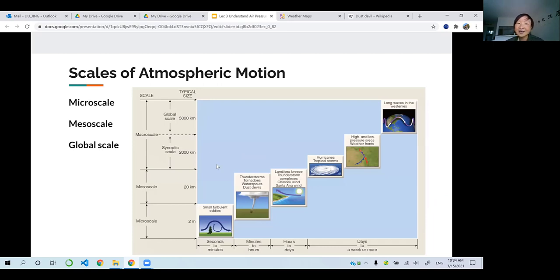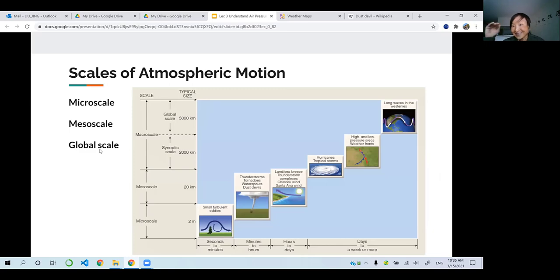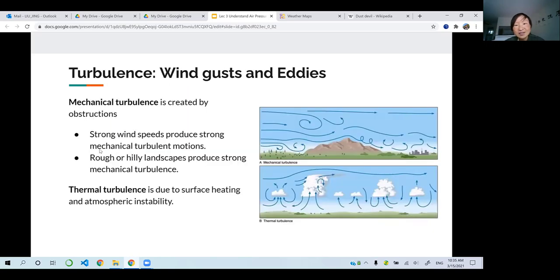All right. So the scale of atmospheric motion, how the wind blows: it blows at every scale, microscale, mesoscale, and global scale. So when we learn the wind pattern, we will have three scales. Let's start from the very small scale. That is turbulence. You can see we have turbulence everywhere. Who can trigger those turbulence? Your terrain, your trees, even the buildings.